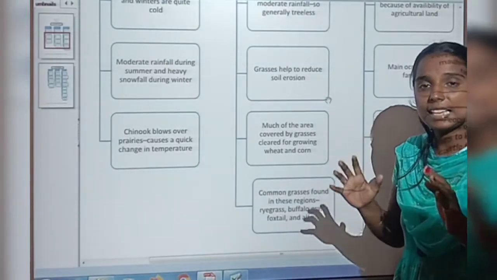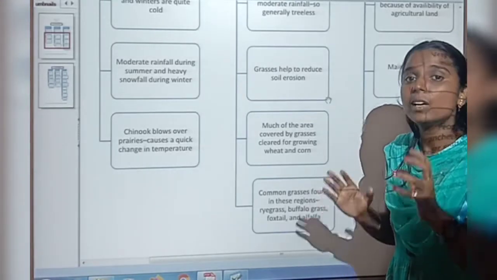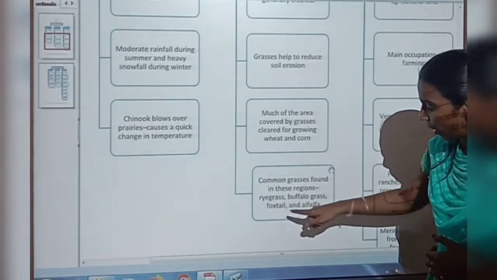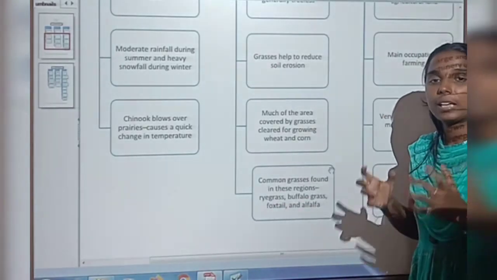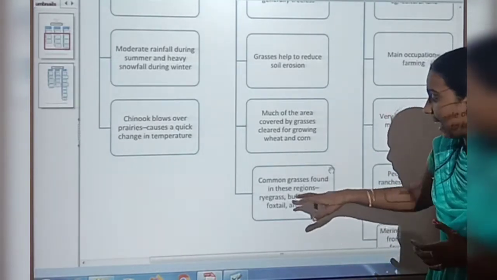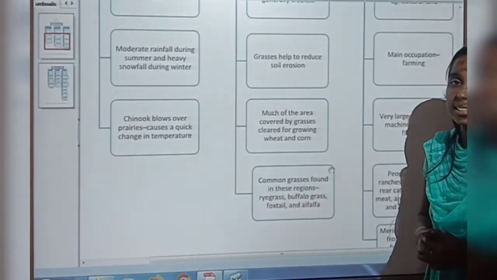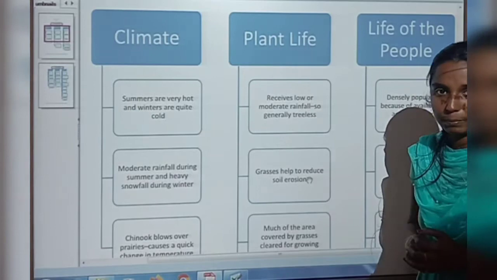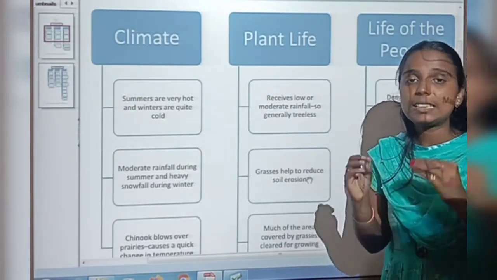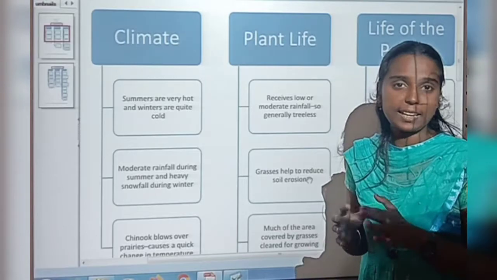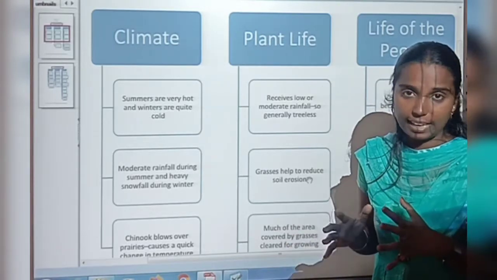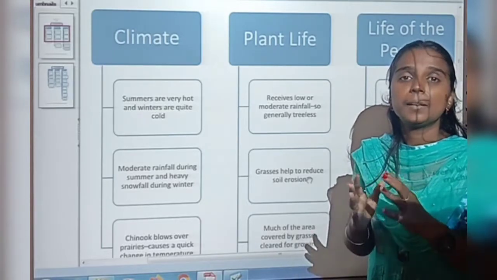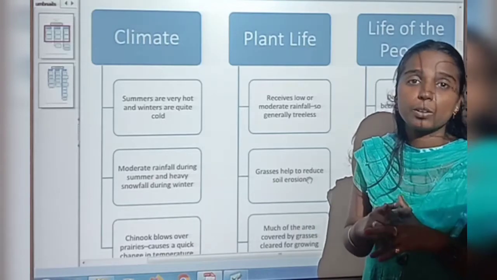Okay, and see in grasslands we have many grasses, right? So some of the common grasses we can see here are ryegrass, buffalo grass, foxtail and alfalfa. Okay, so these are about the plant life in this temperate zone. The main points are as it is receiving moderate rainfall, tall trees cannot grow here. That's why we are having more grasses. But nowadays most of the grasslands are destroyed for agriculture and the main crops grown are wheat and corn.